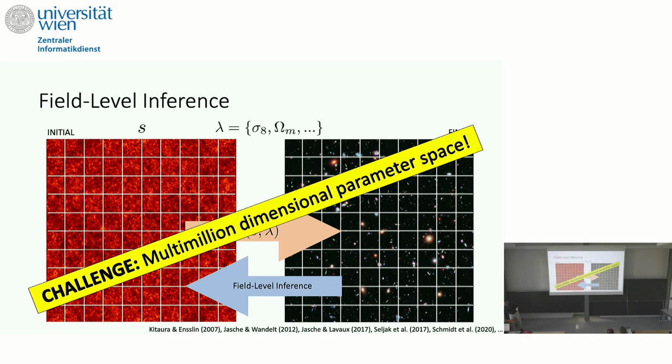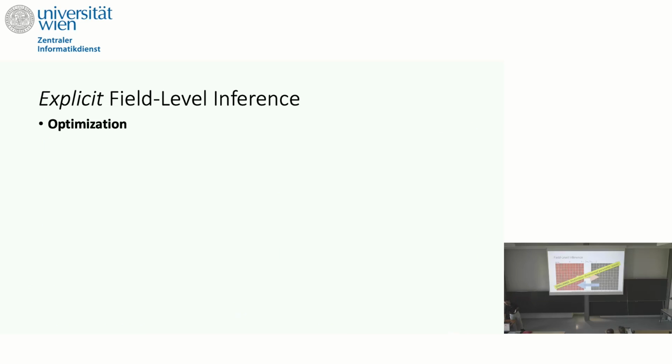But the problem is, this is a multi-million dimensional problem. If you're trying to infer every single pixel of the initial cosmic field, and you want to do this at a resolution appropriate for upcoming surveys, you're going to have millions and millions of pixels that you've got to do inference over. And so how do we solve this problem?